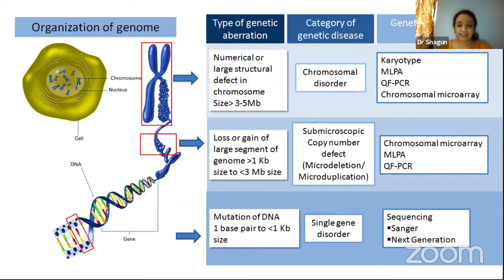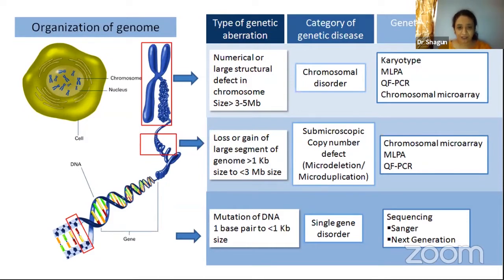The third category of condition is the single gene disorders, where the defect is at the level of the DNA. This is an even tinier defect. So this won't come up in a microarray, and it won't come up in a karyotype. For this, we have to actually sequence the DNA, and for doing that we use various techniques. If we know a specific diagnosis and that disease is caused by only one gene, which is a small gene, then we can do Sanger sequencing.